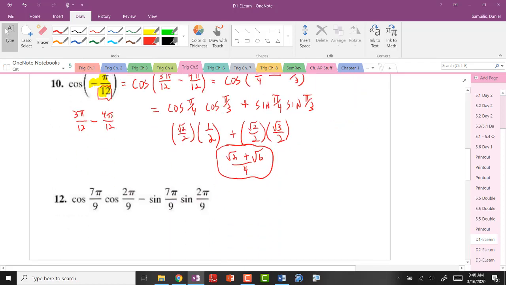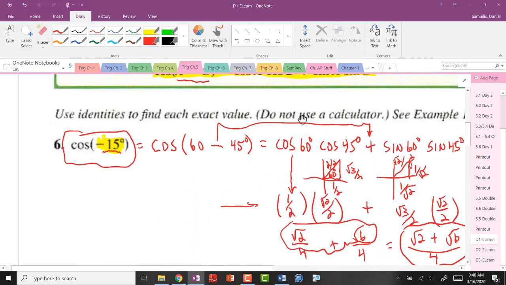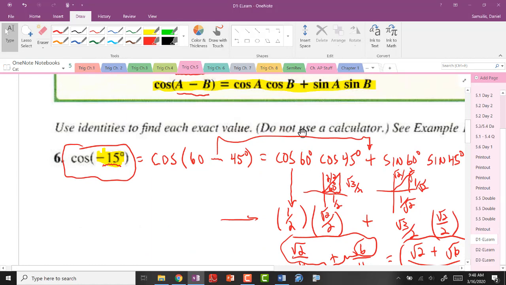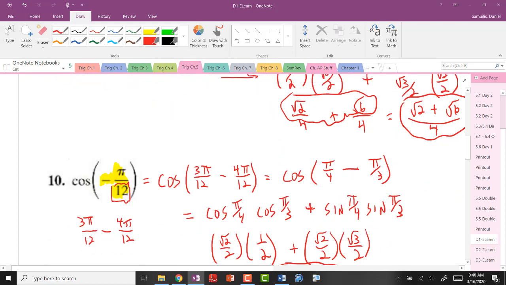Okay, and then we have these, which is what I call reverse analysis questions. And notice what it says for the directions. Use identities to find each exact value. Do not use a calculator. Well, these two are pretty specific. But then we got this one.